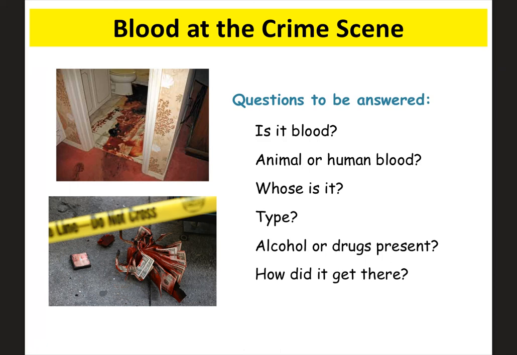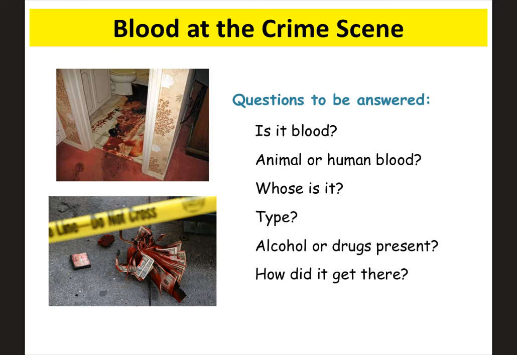Then you have to figure out if it's animal or human blood. Then, identifying possibly whose blood it is, what type it is. You might be able to analyze the blood to see if there was alcohol or drugs present. And then obviously you want to figure out, how did it get there? That's when you would analyze blood spatter evidence.